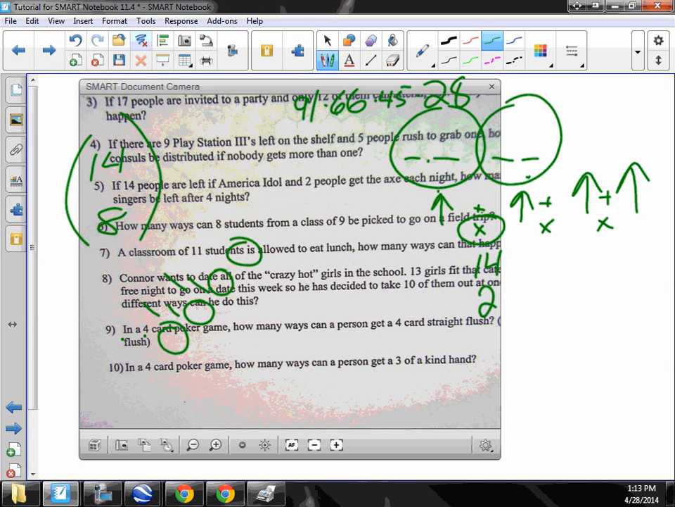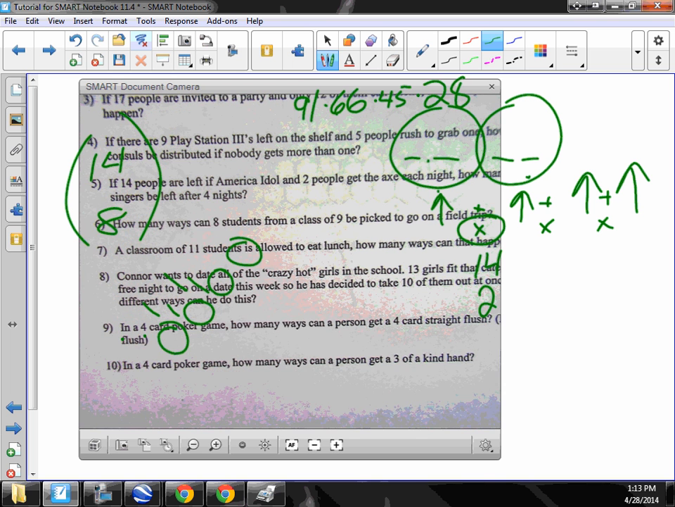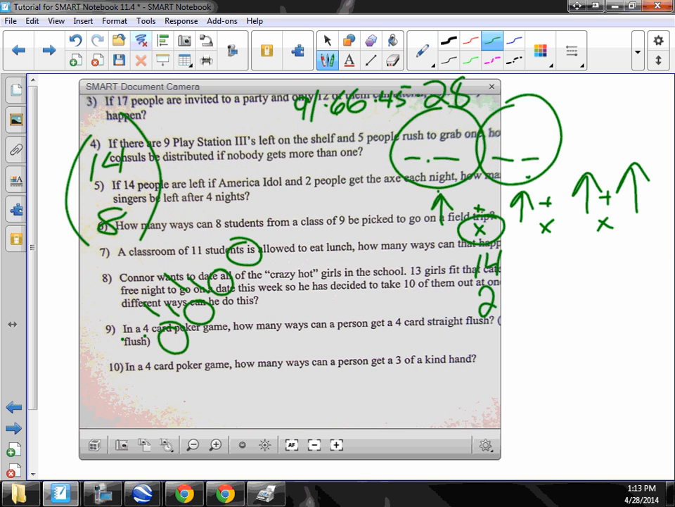So, number 9 and number 10 are a 4-card poker game. Remember, when you calculate those, you do suits and numbers separately. So you calculate the possibilities for the numbers, and you multiply it by the possibilities of the suits. Okay? Good luck.